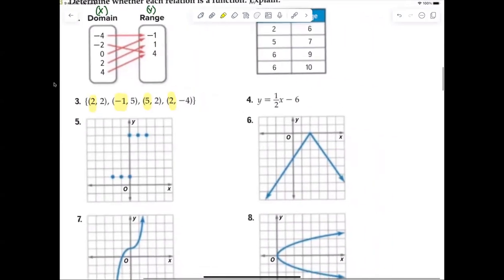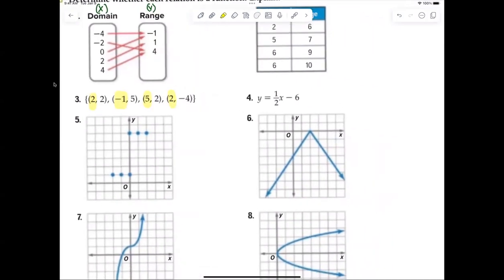Now, number 4, you're not supposed to know this. And personally, if I was making this book, I would just cross that one out. But I want to tell you, this is the equation of a line. I want everybody to make sure you write that down. Y equals 1/2 x minus 6 is the equation of a line. And I'm not going to put that on the test because I don't think you should know it.